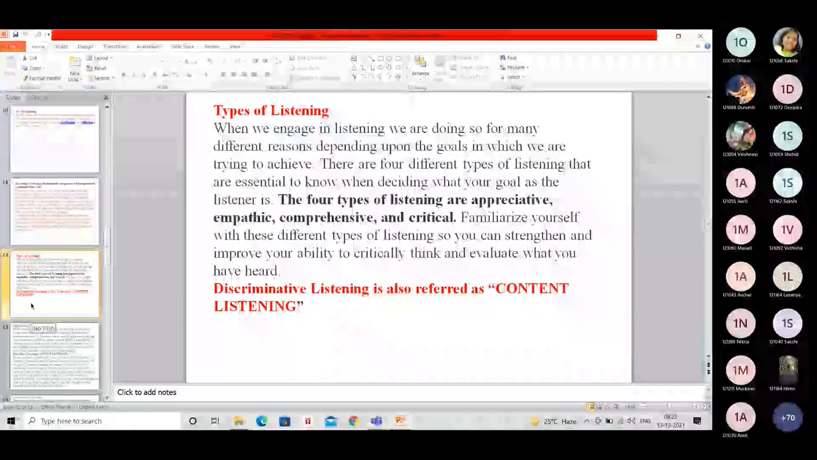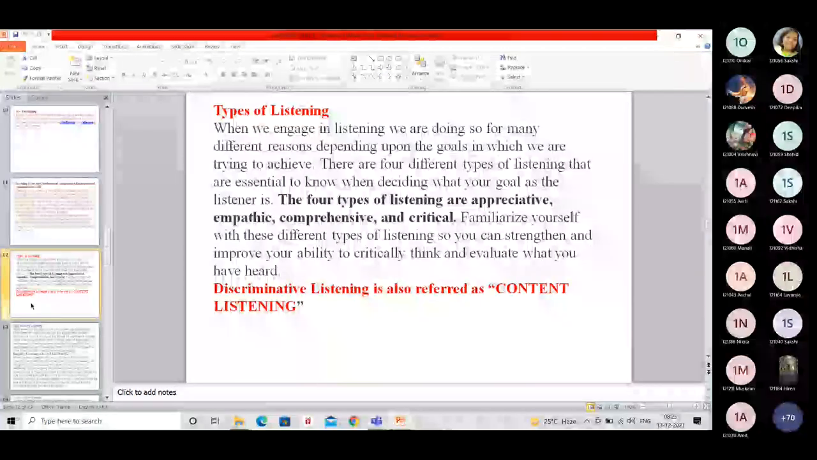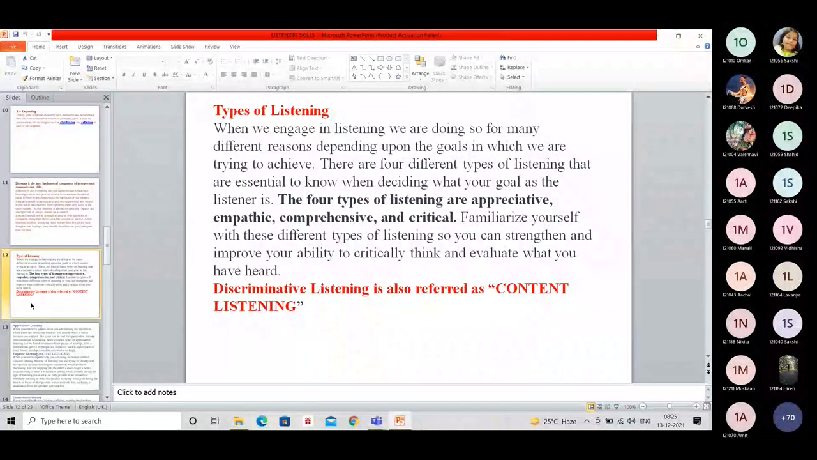Basically, we listen for certain reasons, isn't it, children? In order to get information about something, we want to talk to someone about something. At that point of time, we indulge in listening. That is, we try to concentrate and pay attention. Basically, when we talk about listening, there are four types of listening. One is appreciative, second is empathic, third is comprehensive, and fourth is critical listening.